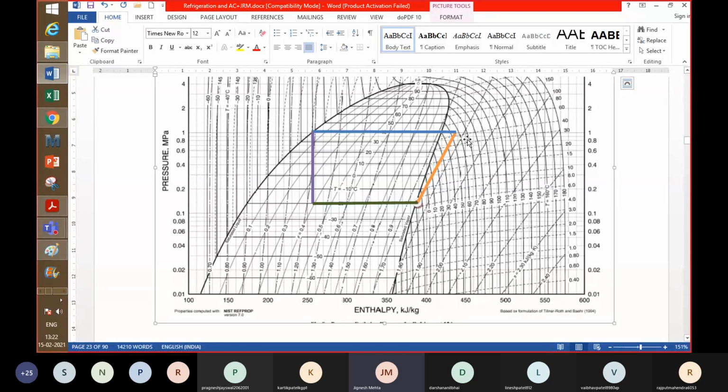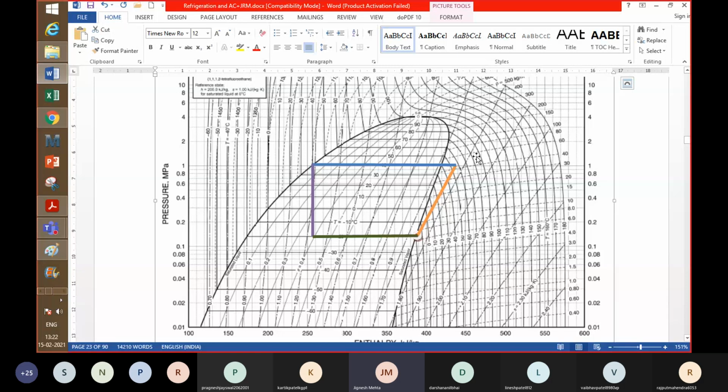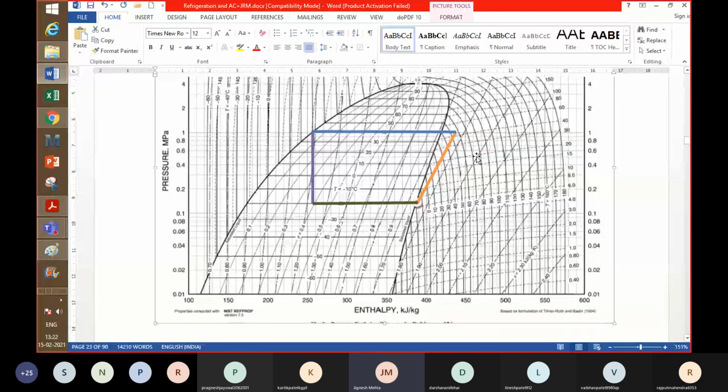So for fast calculation and for visualization of the process, this is a good tool, but of course it cannot give you very accurate numbers because of the resolution and your judgment being involved in this. Okay. So this is about plotting the cycle on the pH chart, and this is an ideal cycle.